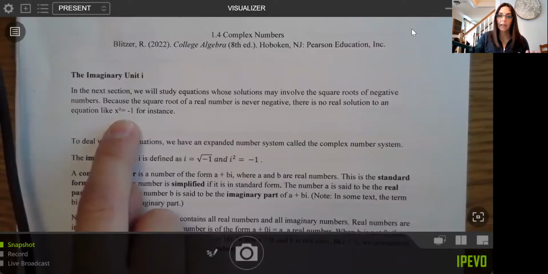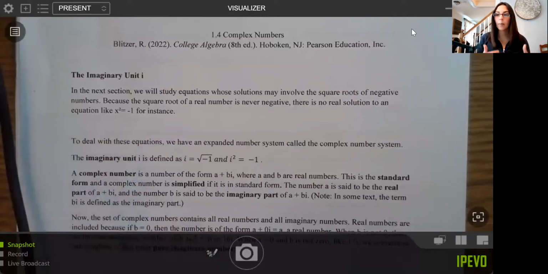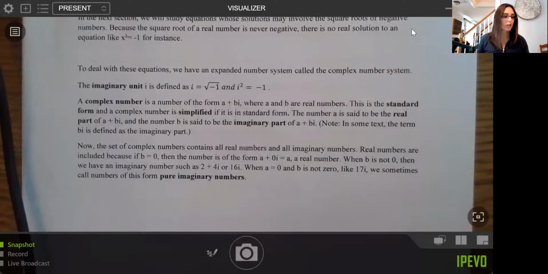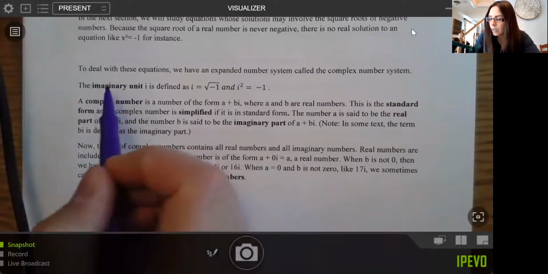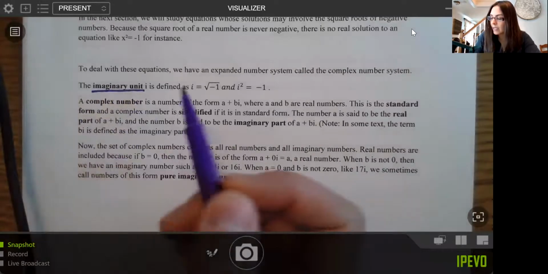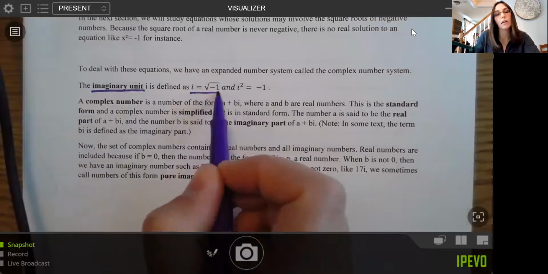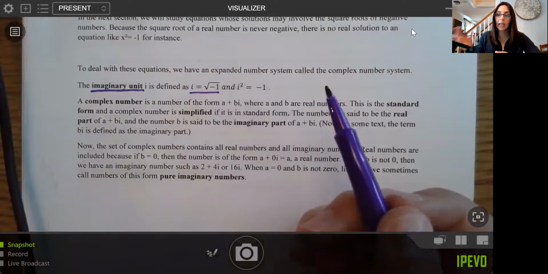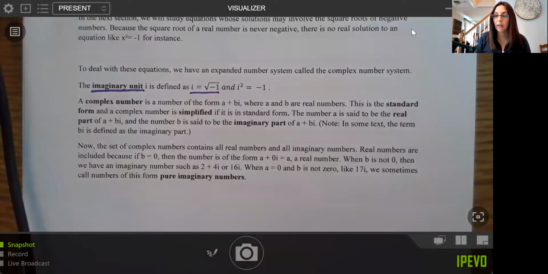So what we have instead is the complex number system, which also contains the real numbers. It's an expanded system, and I'm going to talk about that today. The first thing you need to know is the imaginary unit i. This is the base of that complex system. It is defined as the square root of -1. So we're creating a symbol here to represent the square root of -1. And obviously, if you square both sides, i squared would be -1 exactly.